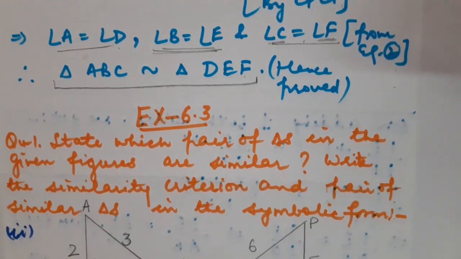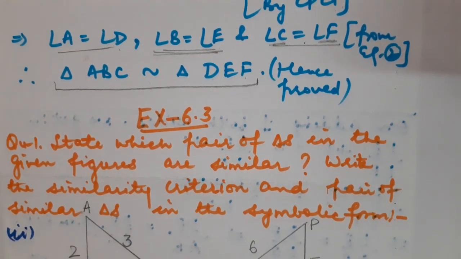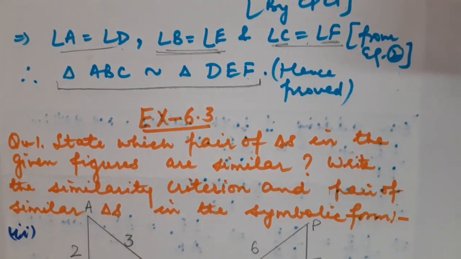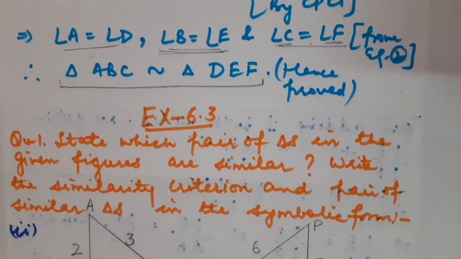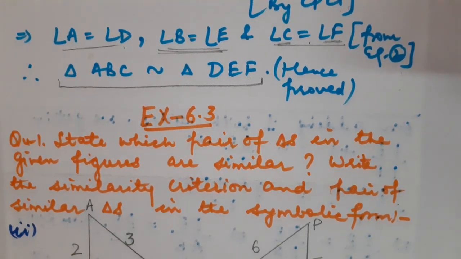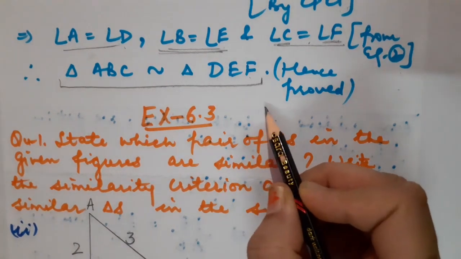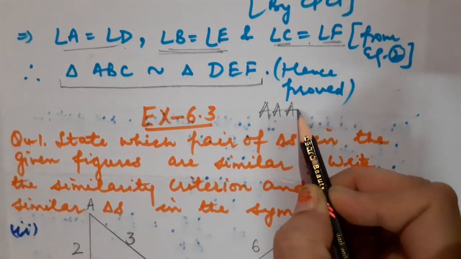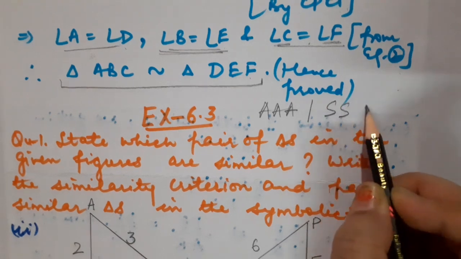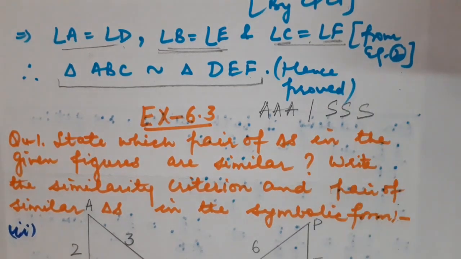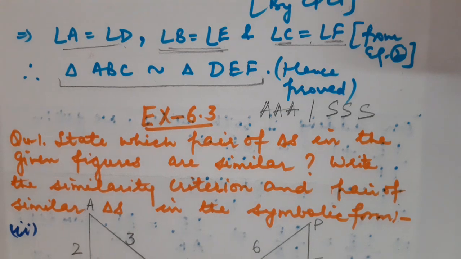So children, it is a kind advice: if you want to make your concept related to the similarity of triangles strong, then you have to do written practice of both the criteria that I have taught you till now. Okay. One more criterion is left that I will take in my next lecture. Now I am going to take a few questions based on both the criteria. Children, I have explained two criteria, one, AAA, and just now I have explained SSS. Fine. Only the SAS criterion is left now.